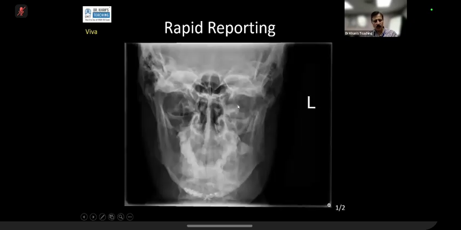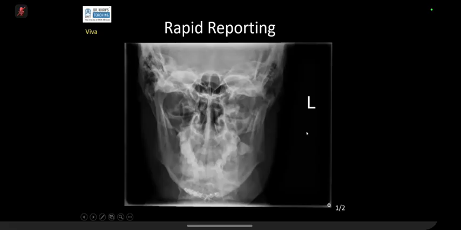TMJ dislocation. Normal or abnormal? Abnormal. There is left-sided temporomandibular joint dislocation. Excellent. So if you see here, this is the ramus and this is the condyle, and this is sort of sitting here, displaced on itself. So if you compare right and left, then you pick it up.